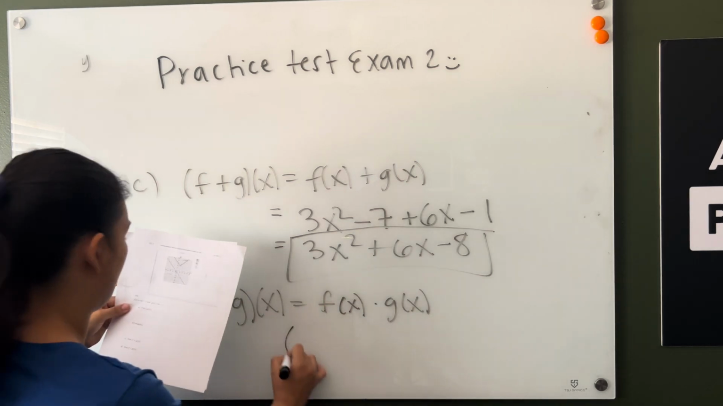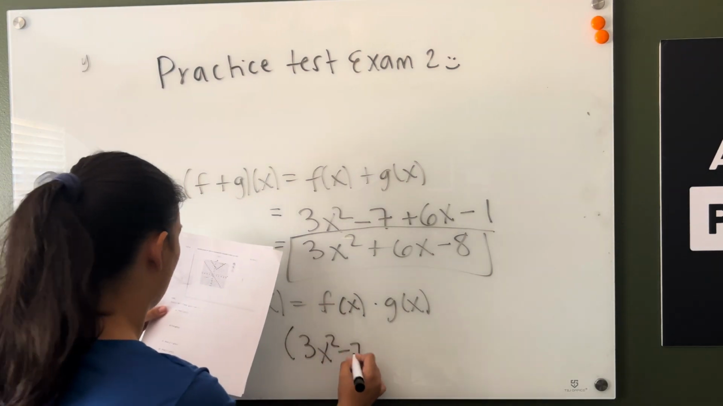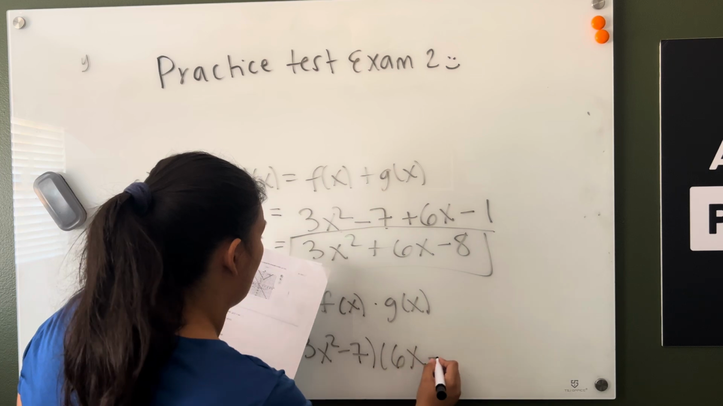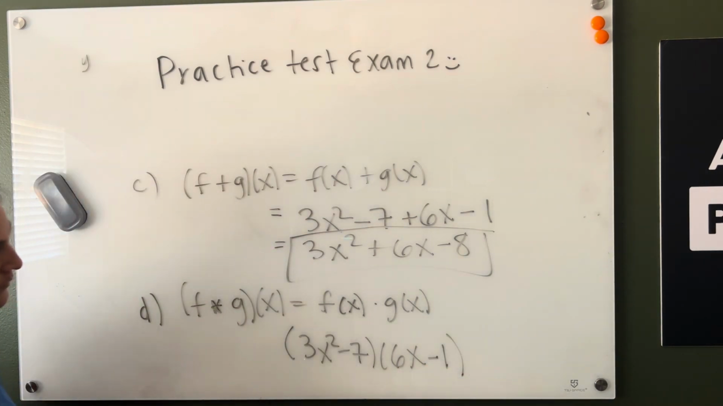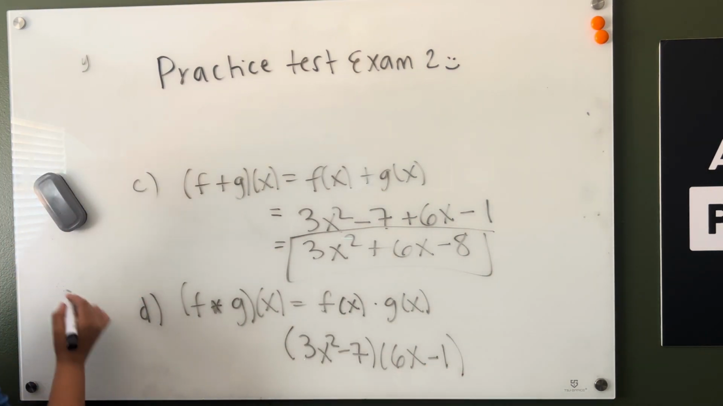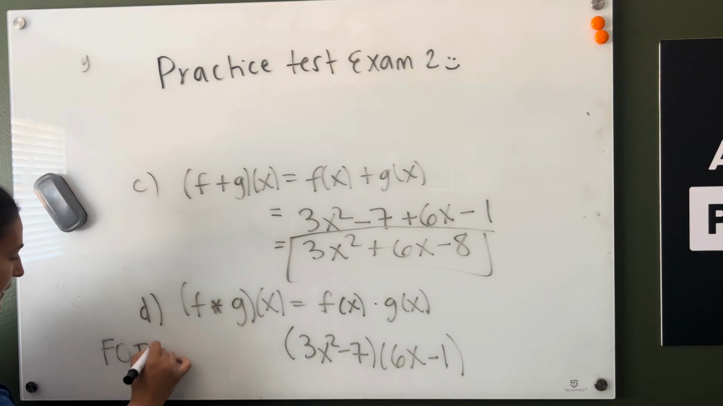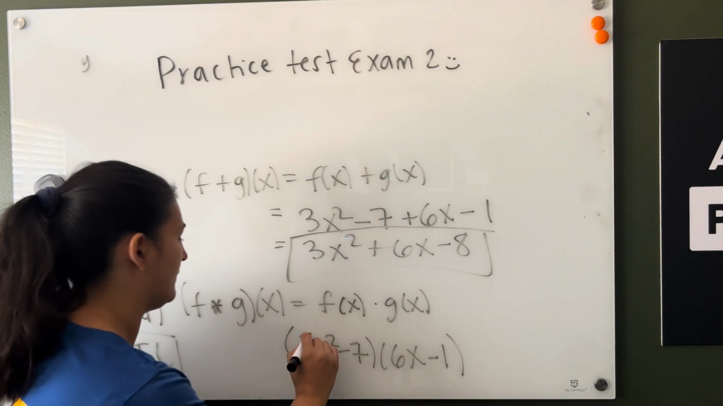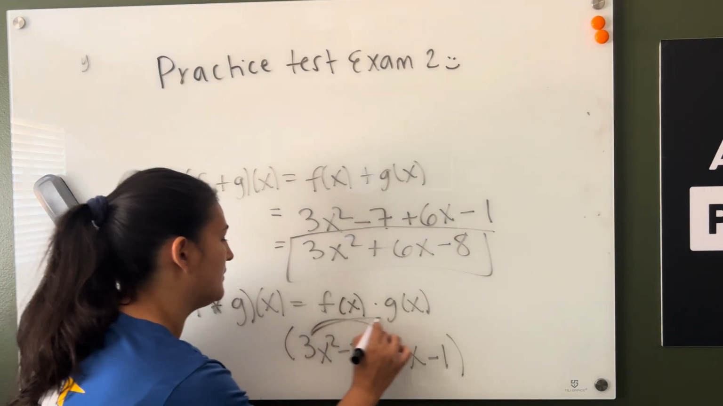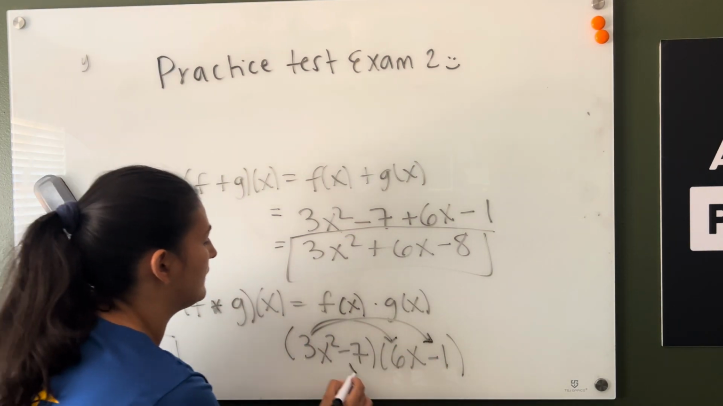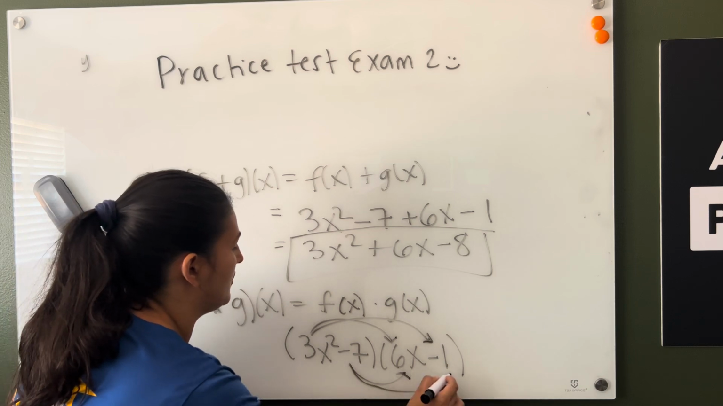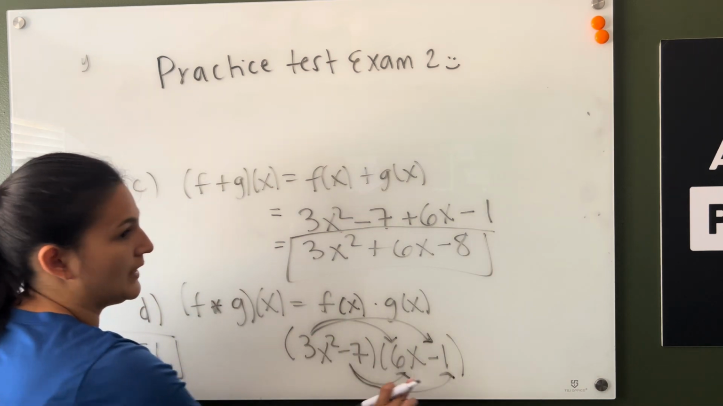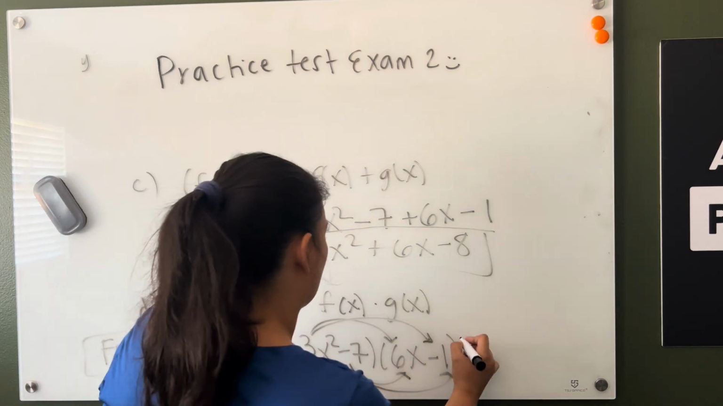For part D, I'm going to multiply them. So I'm going to multiply my f function with my g function. So what do you need to use when you multiply two terms by two terms? That's right, FOIL. This is to make sure I distribute everything correctly. So this 3x squared wants to be distributed to each term, and then the negative 7 wants to be distributed. So you notice that's first, outer, inner, and last. Okay, you could check it, but I'm gonna put the final answer.